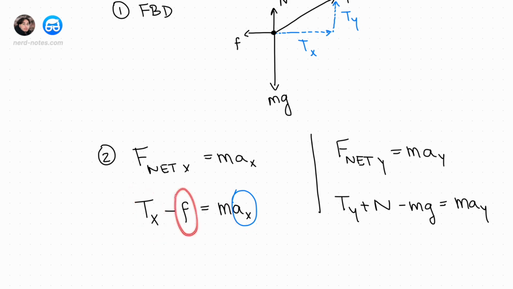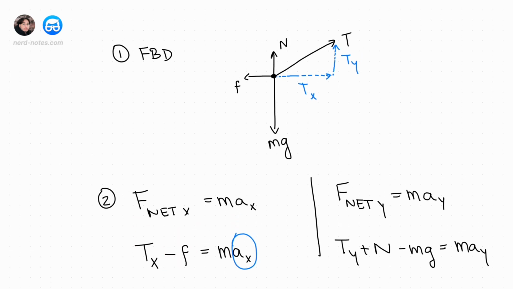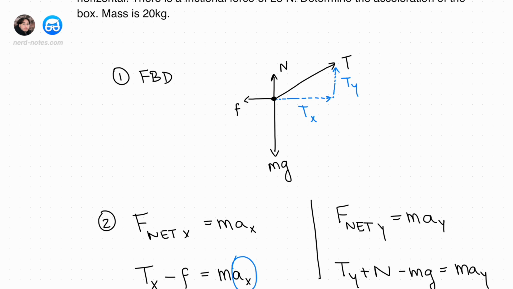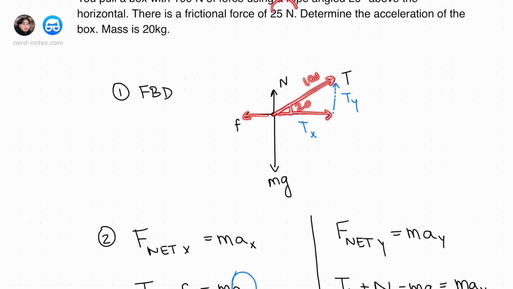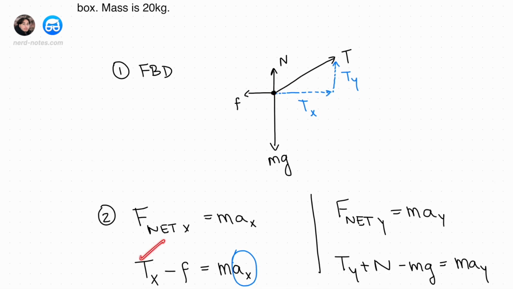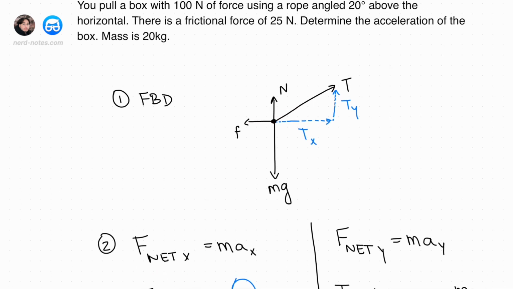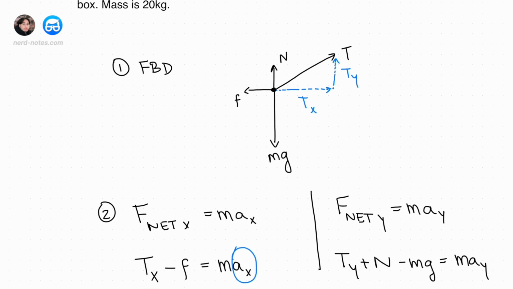Do I have the force of friction? And the answer is yeah, we do. We in fact do have the tension in the x direction. Okay, so this was 100 newtons tension, and we also were given the angle, and so therefore we can find this x component. And they also told us that friction was 25, and so we do in fact have these two numbers. And then we also have a mass that was given to us, that was 20, and so we can also plug that in.